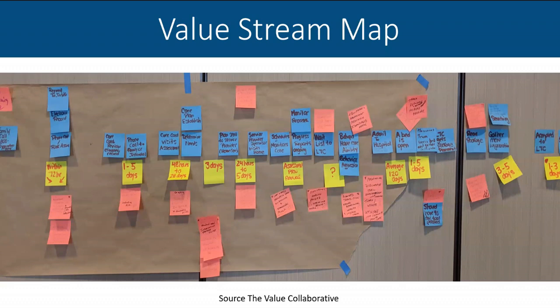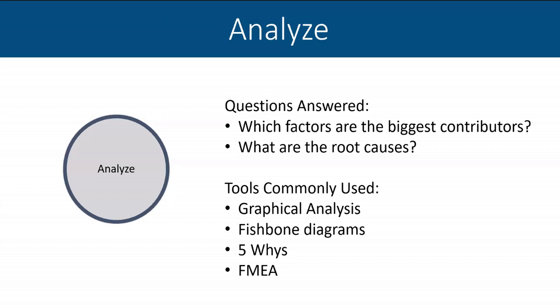Okay. So we define the problem. We collect a lot of information. One way of creating some sort of visual of the process is a value stream map. We now can analyze this problem. The analyze phase is saying, what is the root cause? Why is it that these small frustrations are occurring?